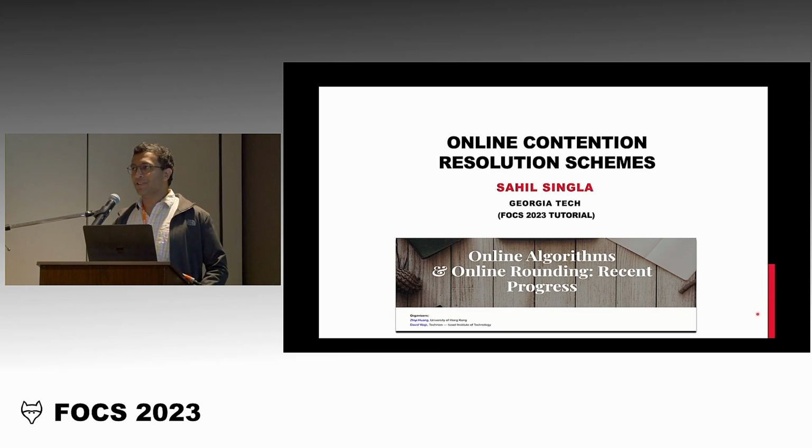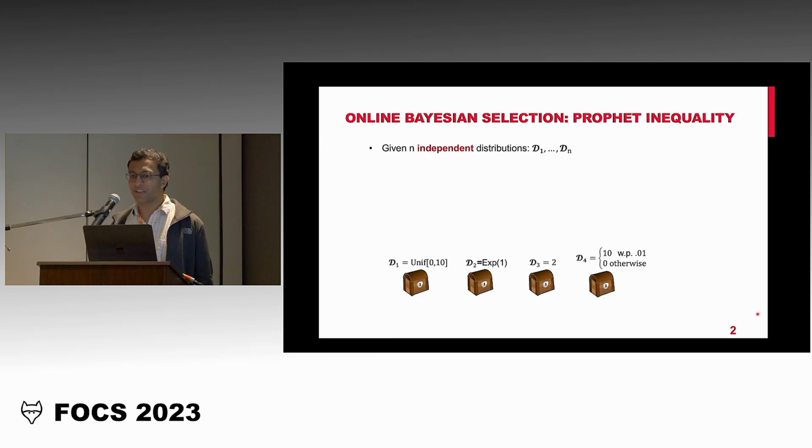Rather than directly introducing the formal setup, I'll start off with a particular problem, something called the online Bayesian selection or the prophet inequality problem. And from that, I'll introduce the definition, just because if you directly see the definition, it might sound a little bit too abstract. Good. So here's the simple problem, which is known as the prophet inequality.